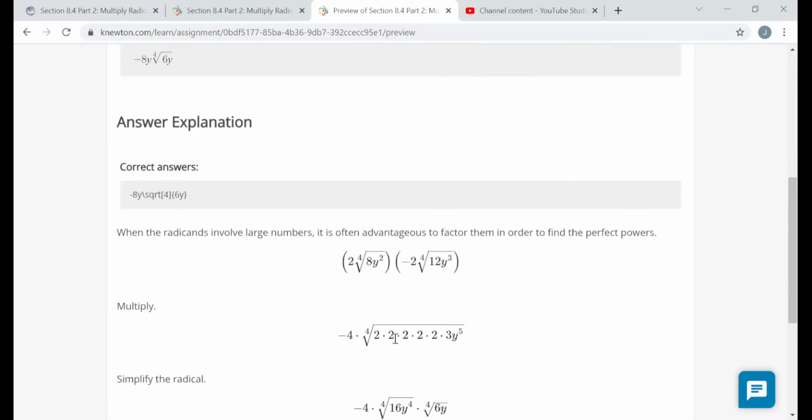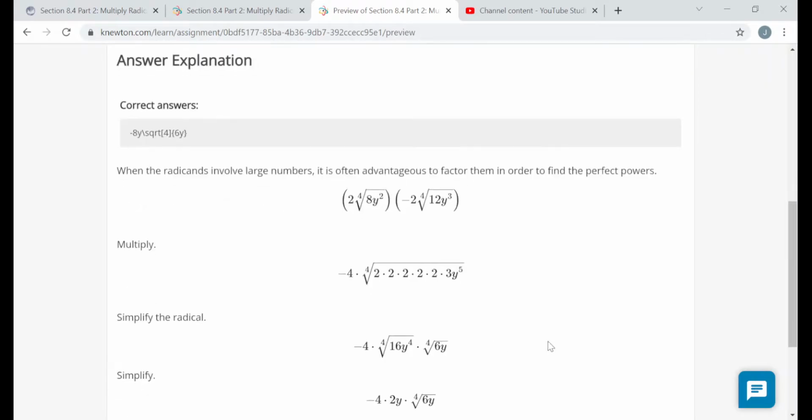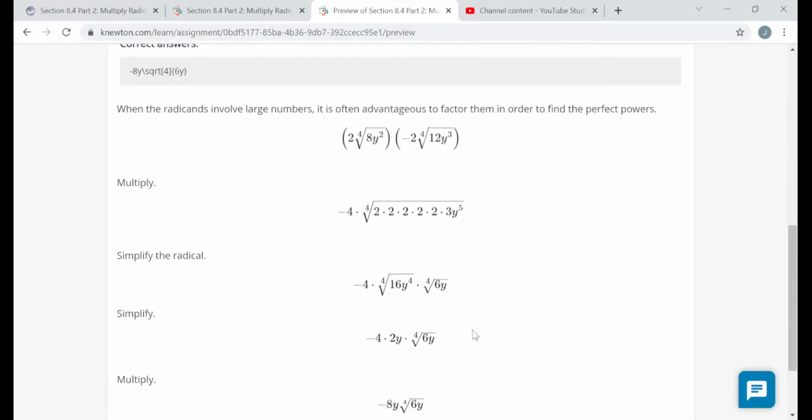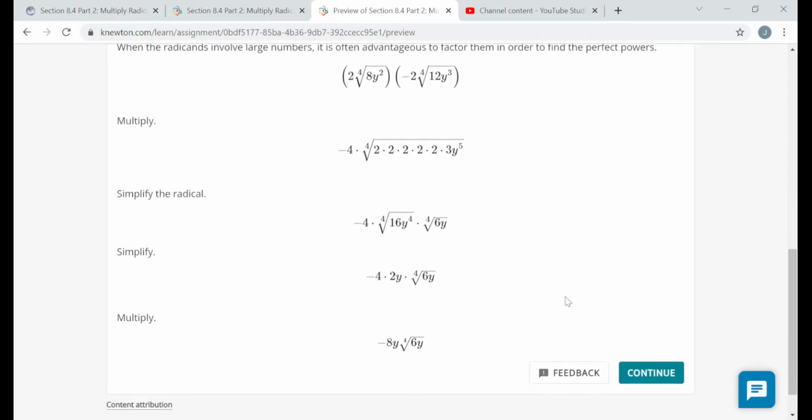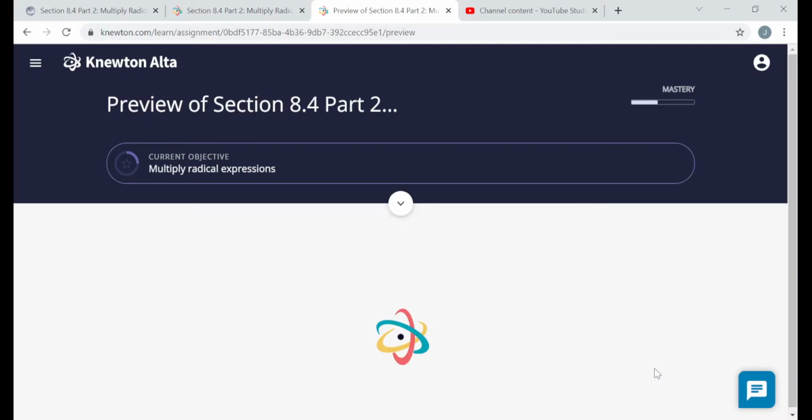Now again, they remind you, hey, you can factor the radicand completely to find perfect fourth powers a little more easily, but I already knew it was going to be 16y to the fourth and 6y. But again, please read through your answer explanations. All right, next question.